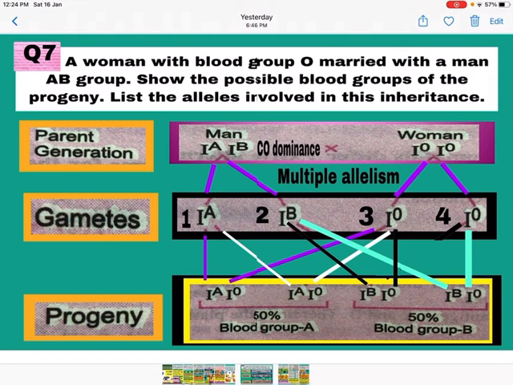Women will form only one type of gamete. 3 and 4 देखिए दोनों एक जैसे हैं, IO and IO. One can combine with 3 as well as with 4. As a result, IAIO will form. Two can combine with 3 and 4. As a result, IBIO will form. So progeny देखिए कैसा है, 50% of the progeny is with the blood group A and 50% of the progeny is with the blood group B. So that's how you can attempt the question related with the blood group.